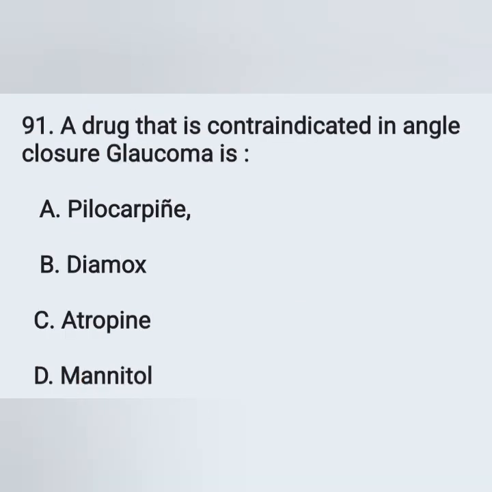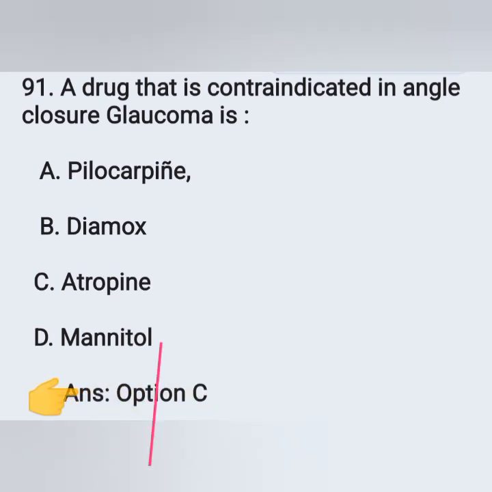Question number 91. A drug that is contraindicated in angle closure glaucoma is? Options: Option A, pilocarpine. Option B, Diamox. Option C, atropine. Option D, mannitol. The drug which is contraindicated in angle closure glaucoma is atropine. Option C is the correct answer.